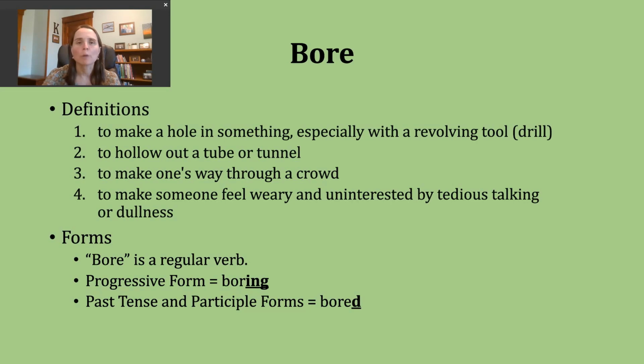Our base verb, bore, ends with an R sound, and R sounds are voiced. This means the ED ending is just going to make a D sound, and I'm not going to add an extra syllable when I say it. So the past tense and the participle forms should sound like this: bored, bored.